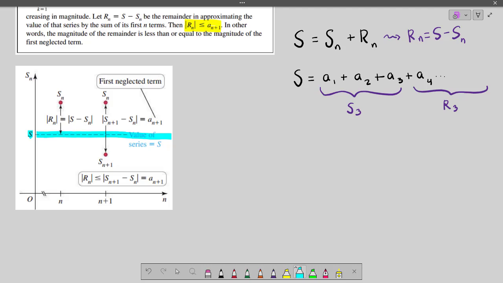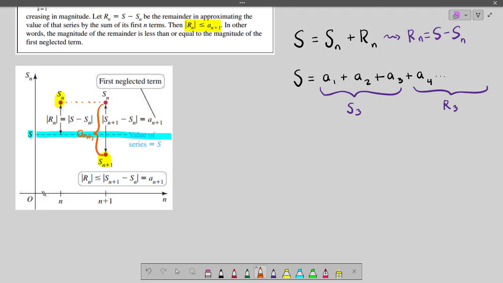So what I want you to notice is that here is S sub n. It's above the sum of the series. So when we get to our next partial sum, we're going to be below. So this distance right there is a sub n plus 1, all right? So if we track this S sub n over here just to create a vertical distance, that distance right there, that is a sub n plus 1, that whole distance.